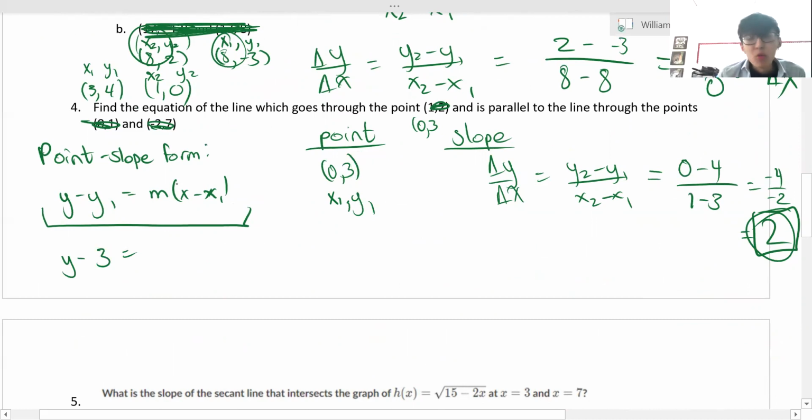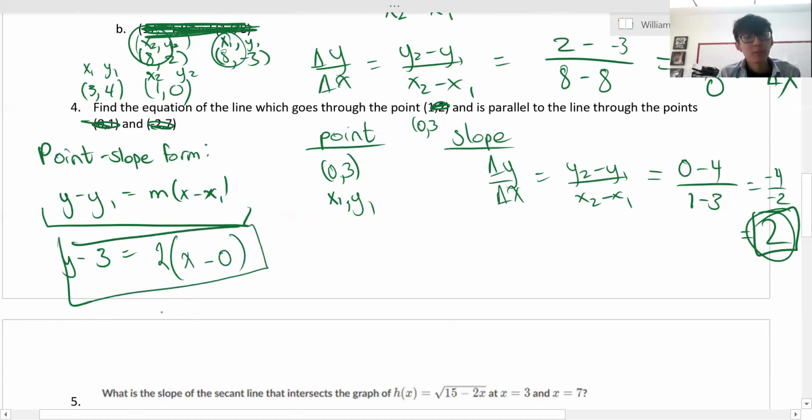Now we're going to look at m. What is m? M is our slope. M represents slope. We just calculated that as 2 times x minus x1. So it's going to be x minus x1. x1 is 0, so it's actually 0. So that's my equation. You can leave it like this. This is totally fine. It's in point slope form.